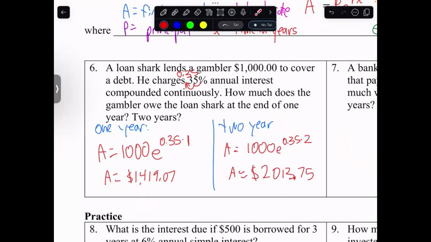So yeah, they're called loan sharks, right? Sharks are predators. They take advantage.